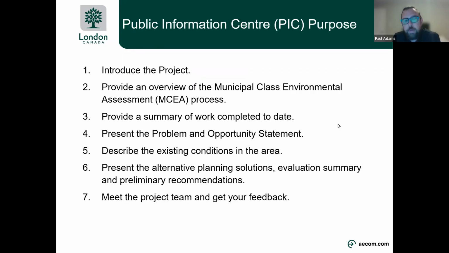The purpose of our Public Information Center is to first introduce the project. We'll give you an idea of the municipal class environmental assessment process. We'll give you a summary of some of the work we've completed to date, present our problem and opportunity statement for the bridge, describe the existing conditions for the bridge in the area, and then also present our alternative planning solutions, the evaluation summary of those solutions, and what our preliminary recommended planning solution would be. The last part is to meet the project team and then solicit feedback from the public.